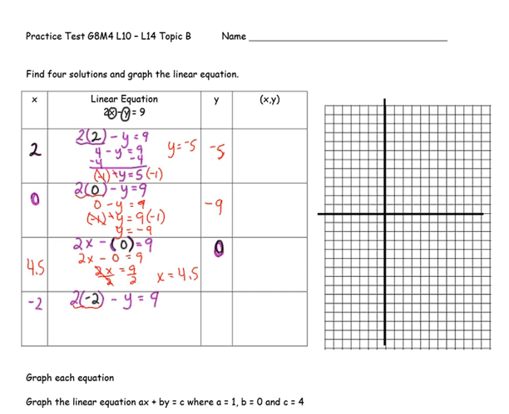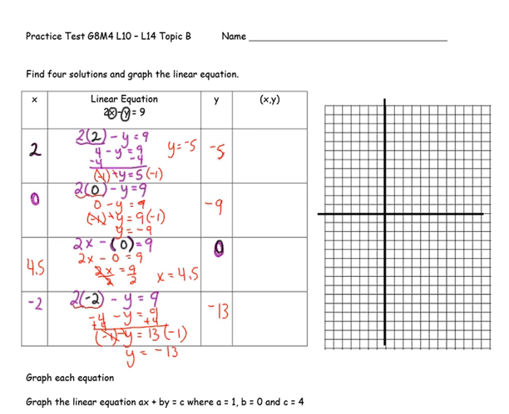Negative 2 times 2 is negative 4. Negative 4 minus y is 9. Add 4 to both sides of the equation. Negative y is equal to 13. Multiply both sides of the equation by negative 1. Negative times negative is positive, and y is equal to negative 13.